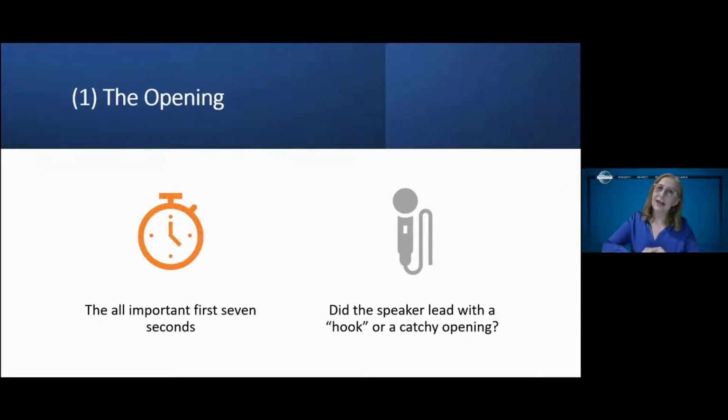I've seen some speakers come onto the stage or onto the Zoom environment and start fiddling with their clothes or fussing with their hair or looking nervously around. It doesn't create a good first impression. So that is the first thing that as an evaluator, you can take note of.